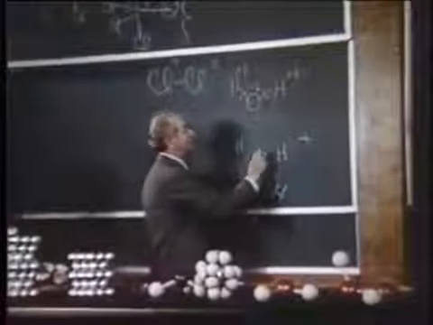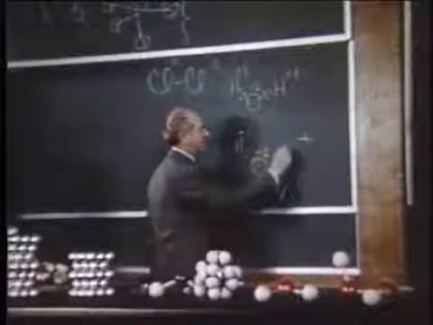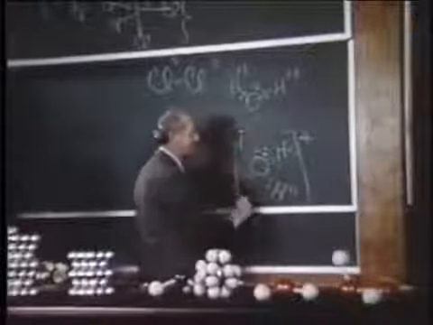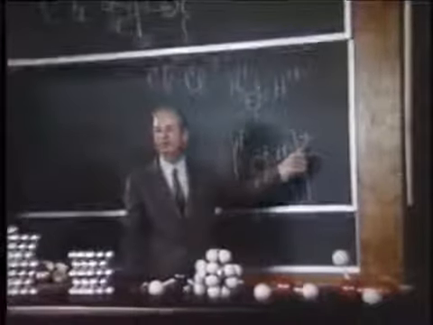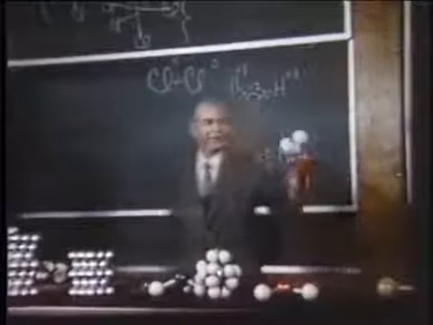Oxygen has oxidation number minus 2, hydrogen plus 1, hydrogen plus 1, hydrogen plus 1, and the sum of the oxidation numbers for all the atoms adds up to plus 1, which is the charge on the complex ion.